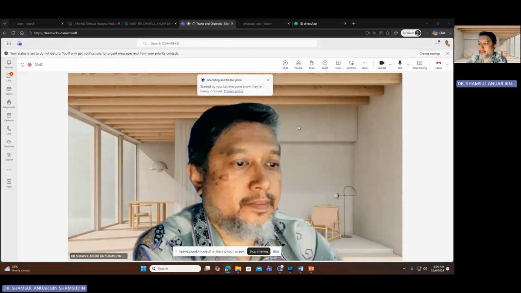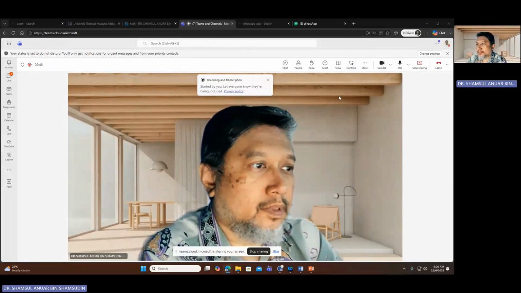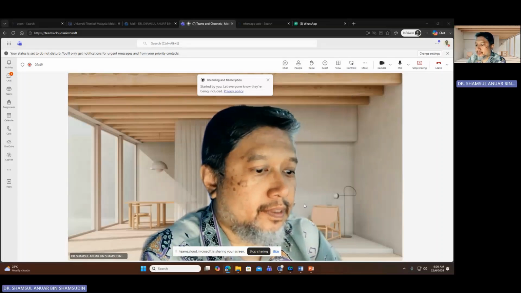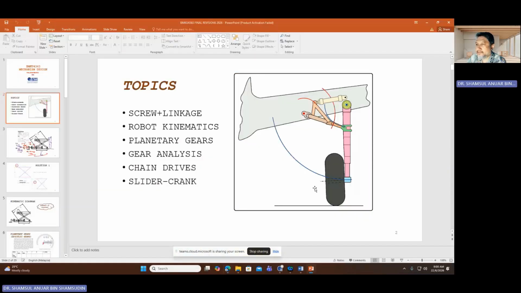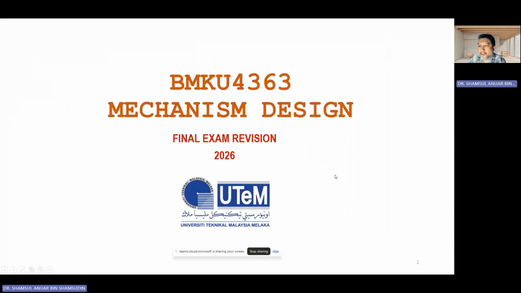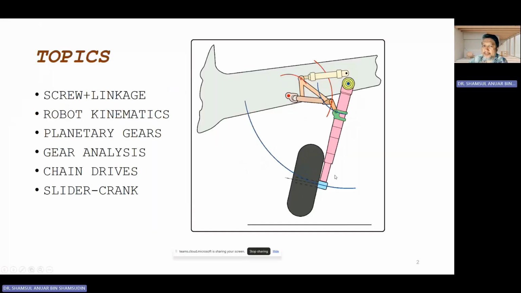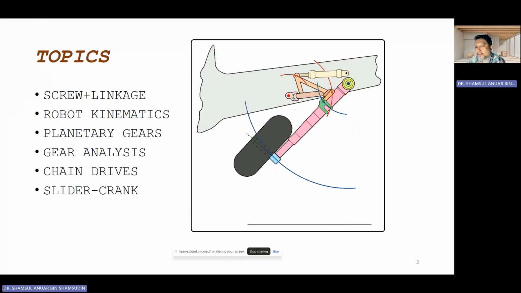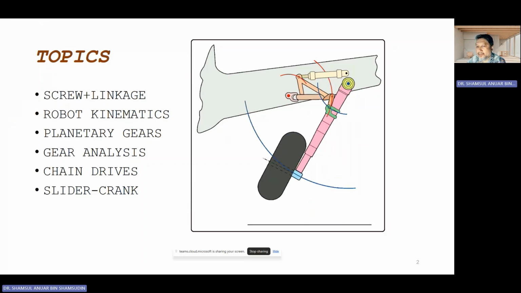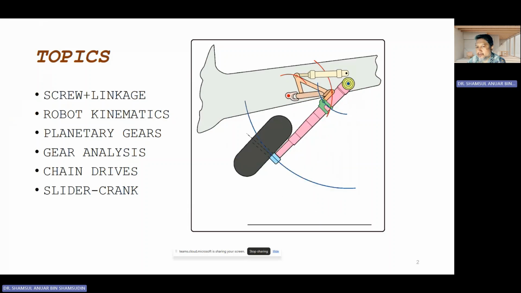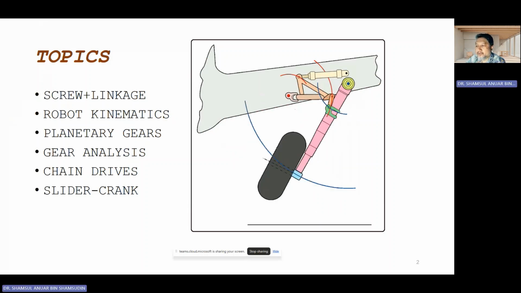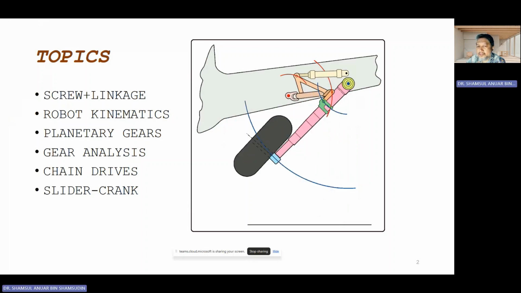Okay, I hope you can see my screen now. And let's focus on this one. So the topics that will be in the final exam will cover screw, and usually screw will be coupled with some linkage. And then there'll be a question on robot kinematics, which will focus on the inverse kinematics part.